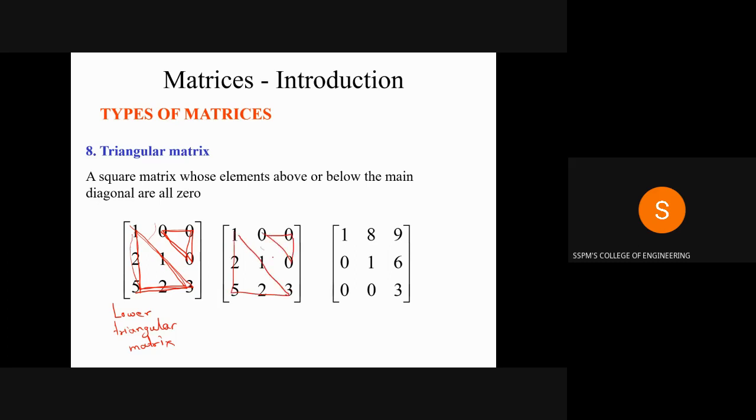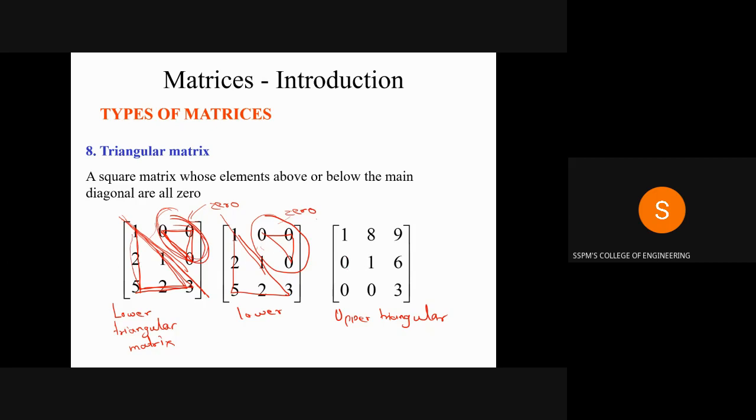You can also see that these zero entries are above the diagonal. All these entries above the diagonal are 0. Therefore, this is a lower triangular matrix. Here you can see that all the elements above the diagonal are 0, so this is also a lower triangular matrix. Here, this is an upper triangular matrix. Upper triangular.